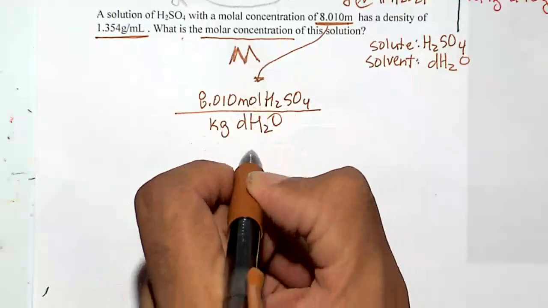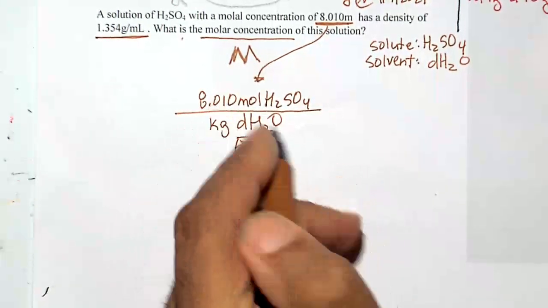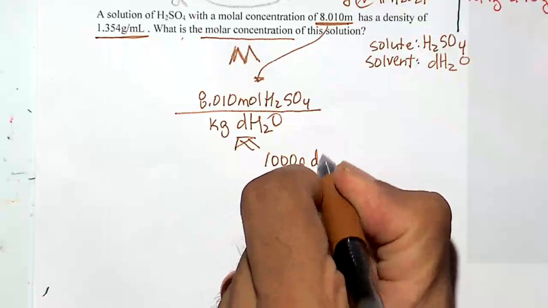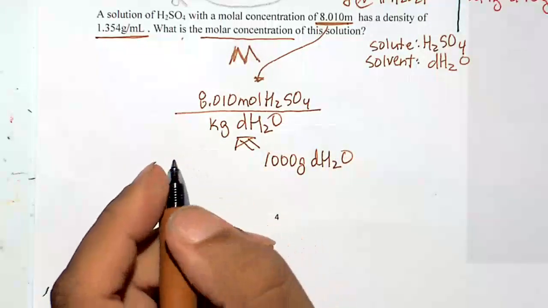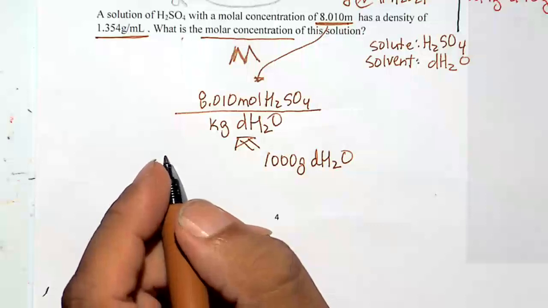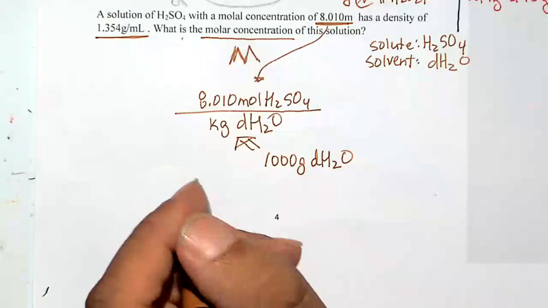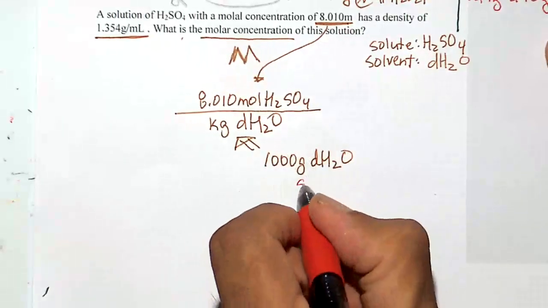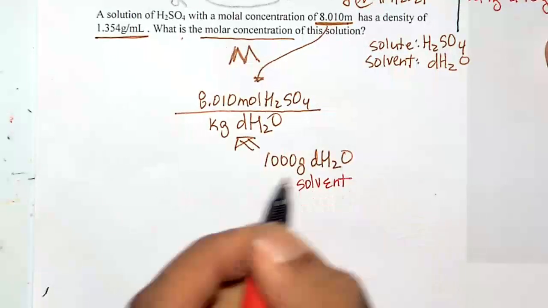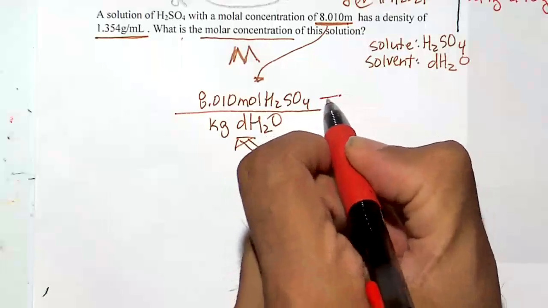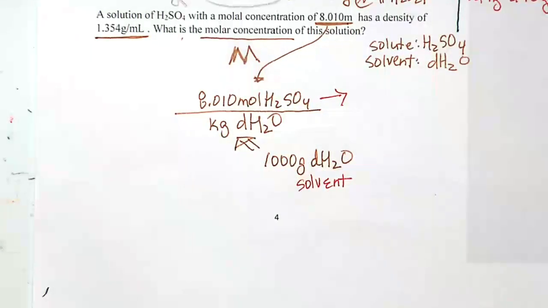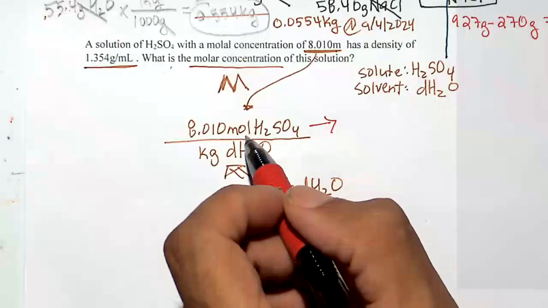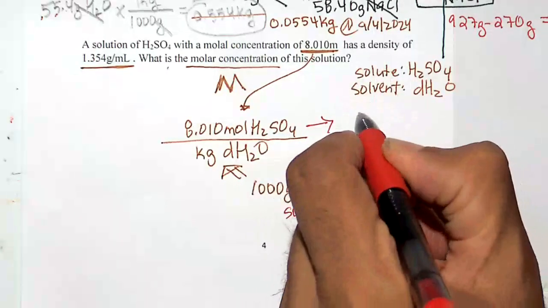1 kilogram is the same thing as 1,000 grams of water. And as Allison mentioned, our water will be our solvent. H2SO4 is our solute. And I'm going to go ahead and convert this to grams. Okay, let's convert this moles of solute to grams of solute.